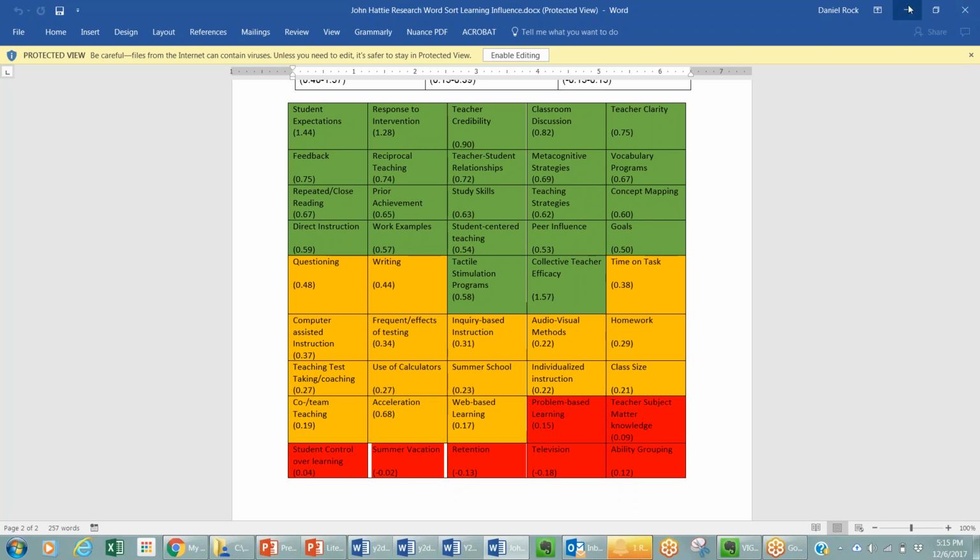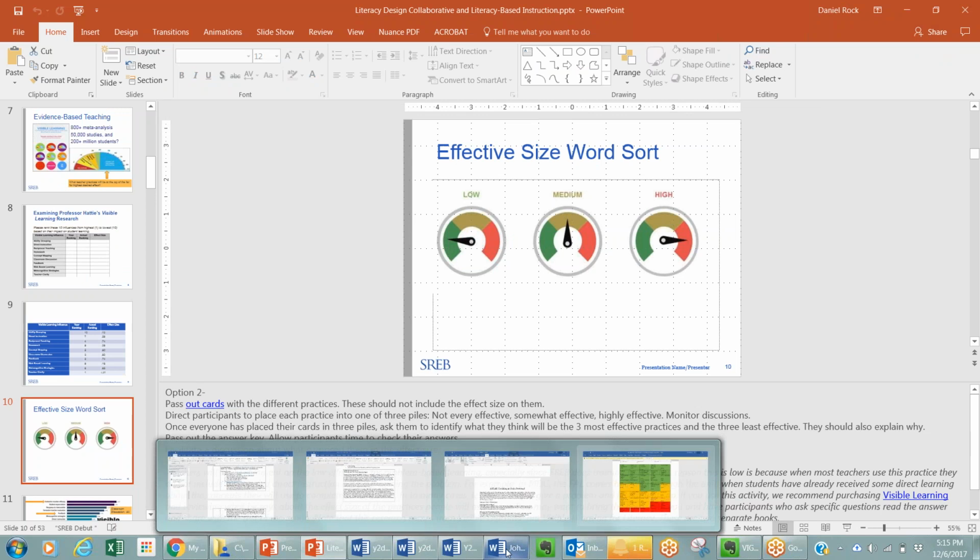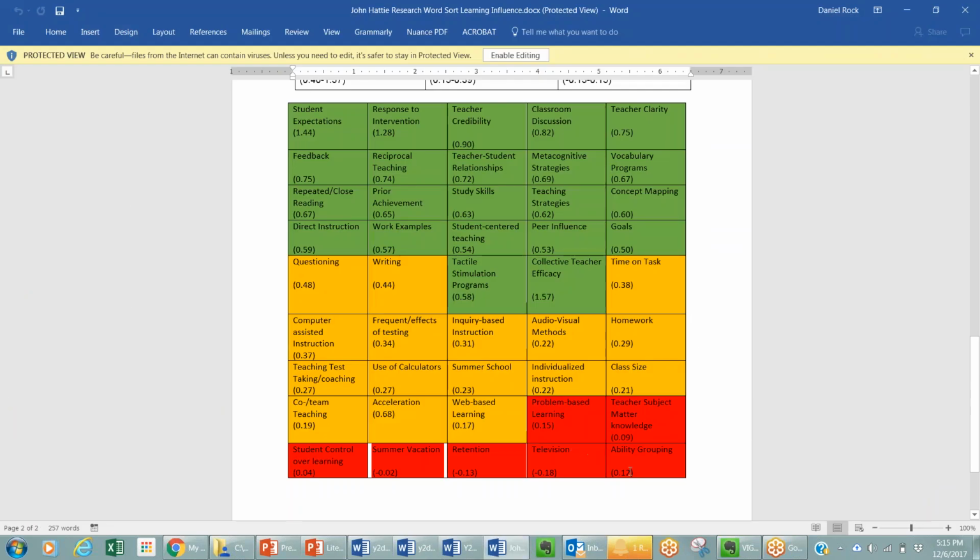So we did this, but I would say that you do want to be prepared, because let me pull that up again. Ability grouping has almost a negative effect. Teacher subject knowledge, you could be an expert in your content, but not be a good teacher. So that doesn't have a huge effect. What's one of these, Don, that causes a lot of discussion? It is the class size and subject matter knowledge.